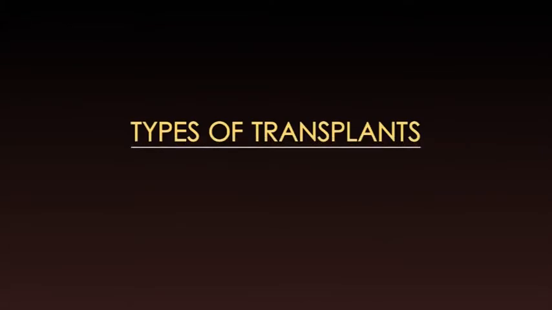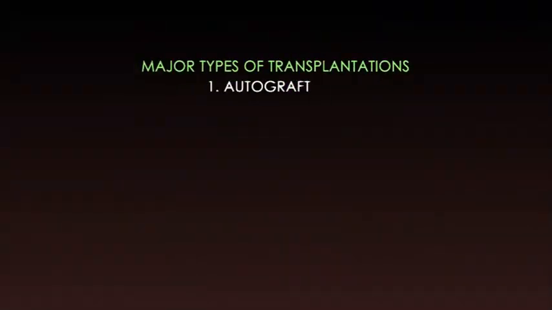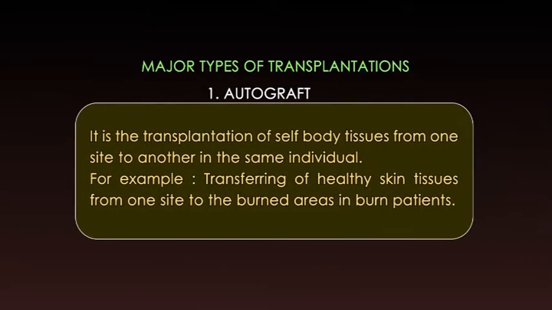Types of transplants. There are different types of transplantation, and the amount of immune response differs with the type of transplantation. The major types of transplantation are autograft. It is the transplantation of cells, tissues, or organs from one site to another in the same individual. For example, transferring healthy skin tissue from one site to the burn areas in burn patients.